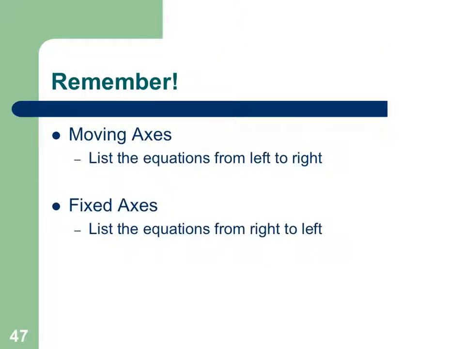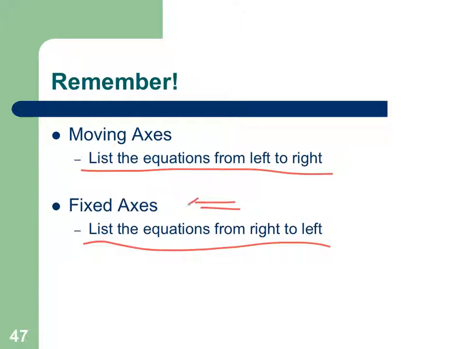And so just to summarize, when we're using moving axes, we need to remember to list the equations from left to right. When we're doing fixed axes, make sure you list the equations from right to left, and also be very careful when you're doing fixed axes about rotations if the origin of your intermediate step is not the same as the origin that you started with.